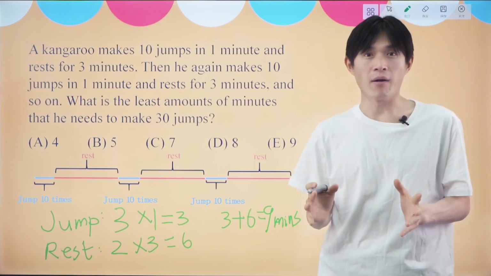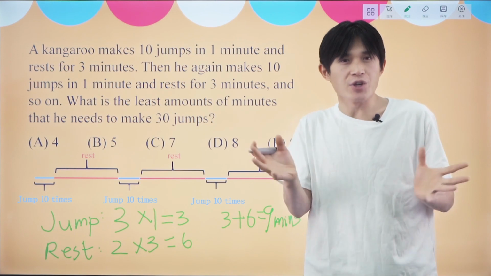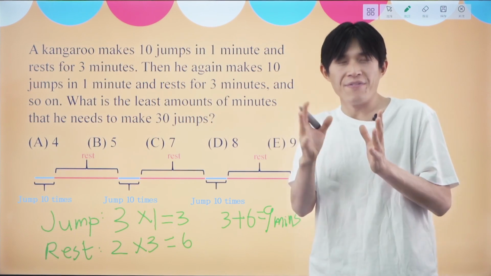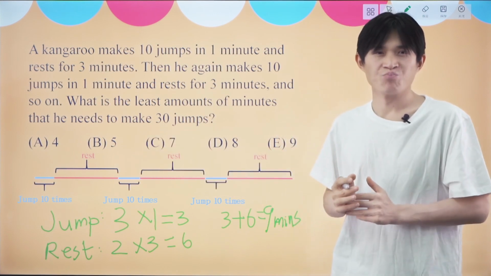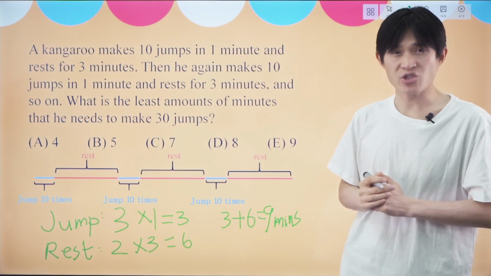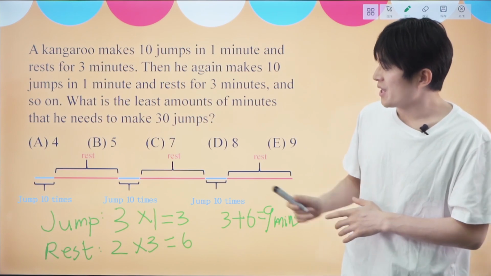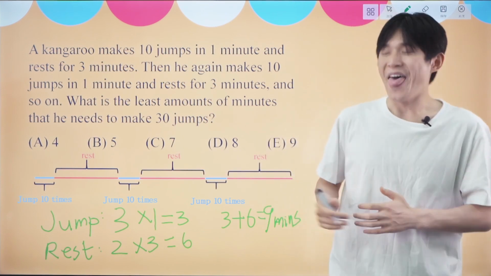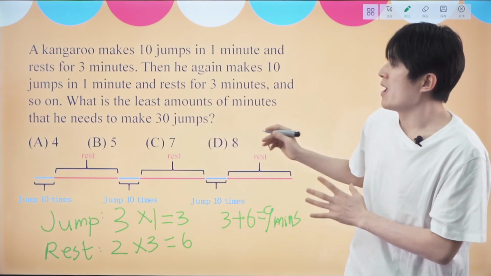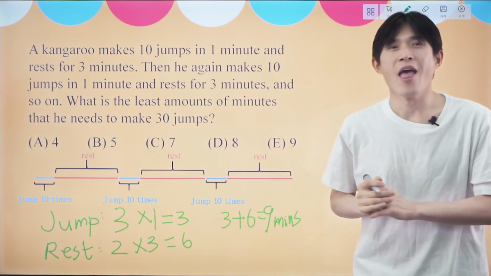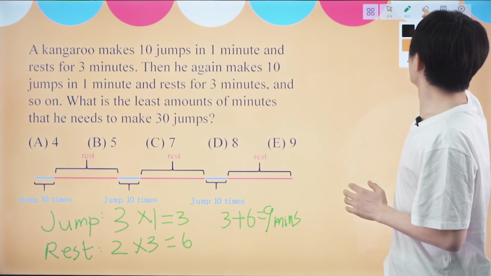Okay, remember, every time you try to solve problems with intervals, you need to know that the number of objects is 1 more than the number of intervals. In our second question, each jump is the object and each rest is the interval. And then you know the duration, the least amount of time that he needs to make 30 jumps. Okay, so that's how you solve the problem.